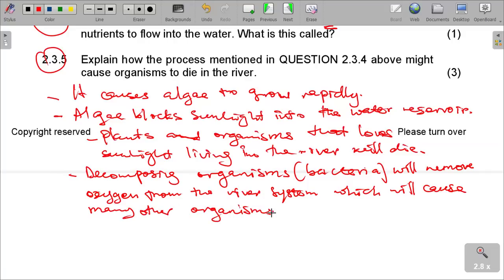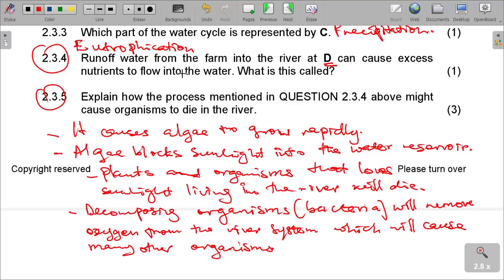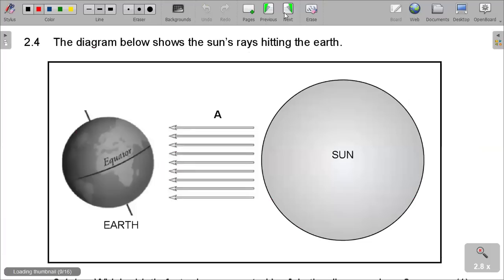That's how it can affect this process. The eutrophication process causes algae to grow rapidly and then it blocks sunlight into the water resources. Plants and animals that love sunlight living in the river system die. Also, decomposing bacteria will further remove the oxygen from the river system, which will cause many other organisms to die as well. So that is how the problem of eutrophication affects the river.